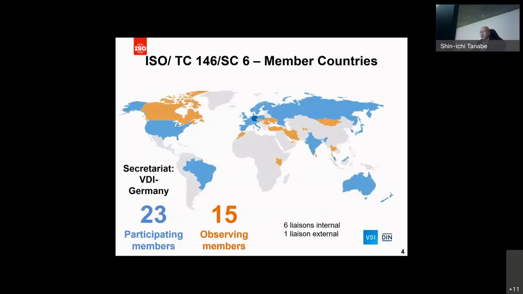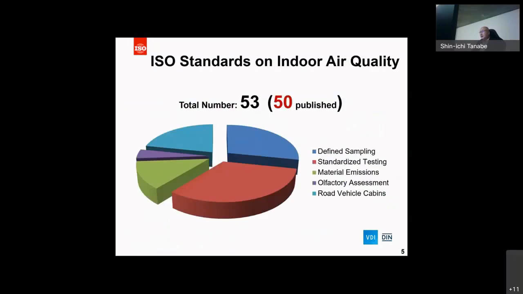The Secretariat is VDI Germany, and I'm working under VDI Germany at the moment with 23 participant members, 15 observing members, 6 liaisons, and 1 external liaison. At the moment 53 standards are under discussion, and 50 of them are already published. Most of them define sampling, standardized testing, materials emission, olfactory assessment, and vehicle cabins.